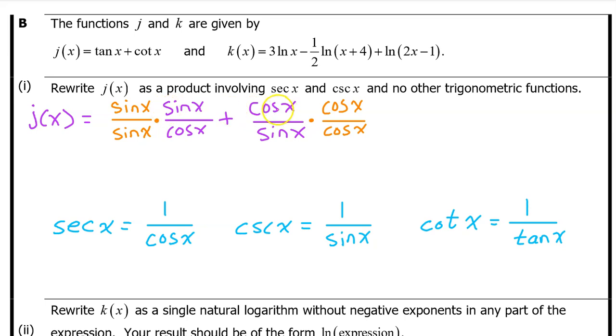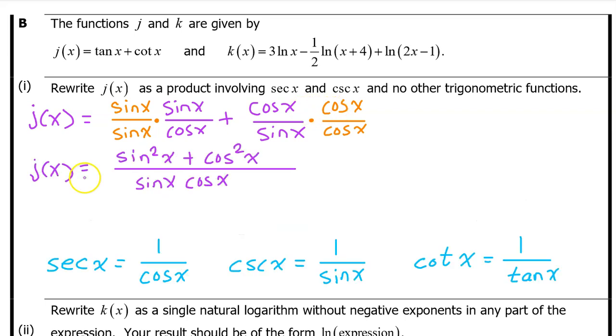numerators together. Notice that sine x times sine x is sine squared. Cosine x times cosine x is cosine squared. So on the next step we have j of x is equal to sine squared x plus cosine squared x over the common denominator of sine x cosine x.